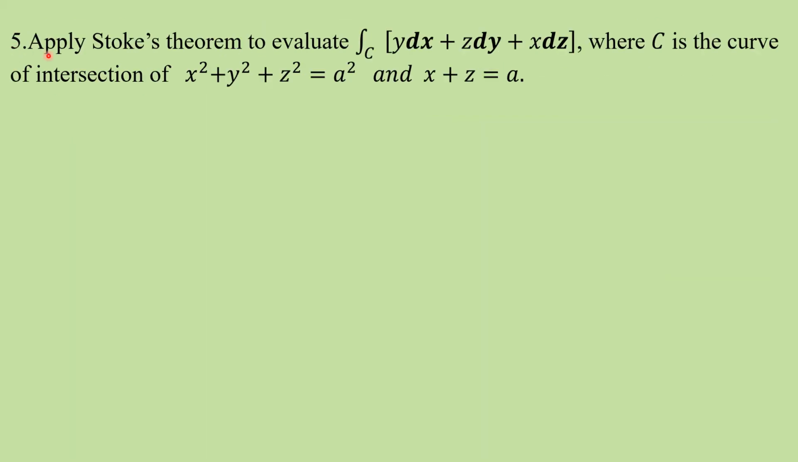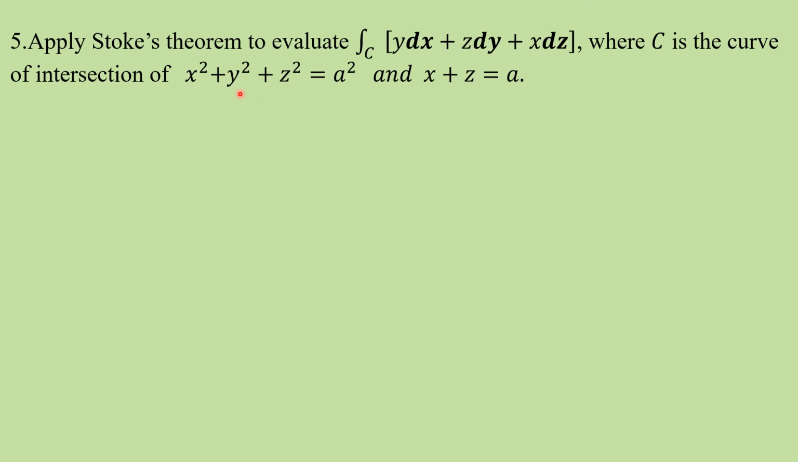Next, problem number 5. Apply Stokes theorem to evaluate the line integral of y dx plus z dy plus x dz along the curve C, where C is the curve of intersection of the sphere x square plus y square plus z square equal to a square and x plus z equal to a. So first I have to identify the curve C along which we have to integrate the line integral of f, which is nothing but yi plus zj plus xk.